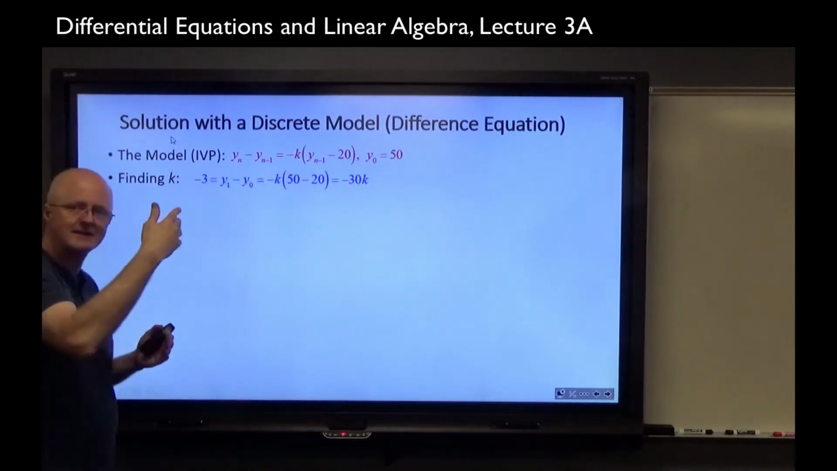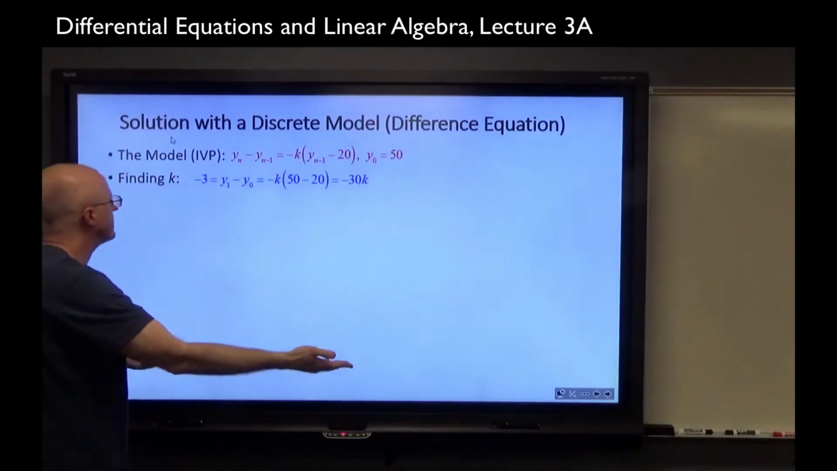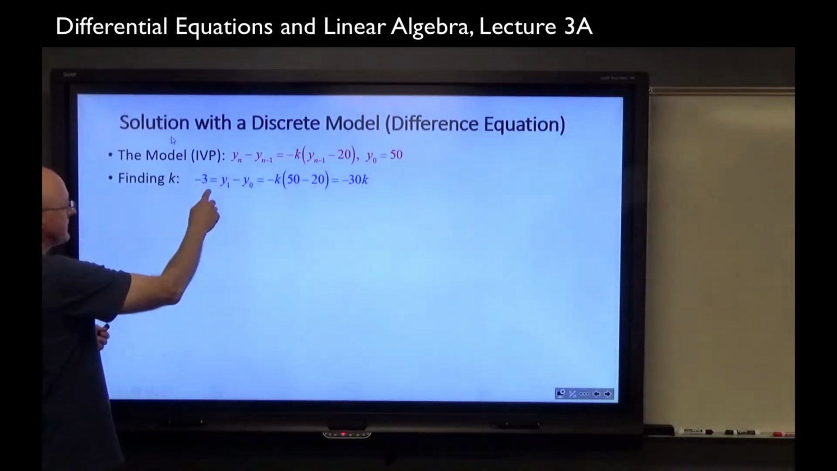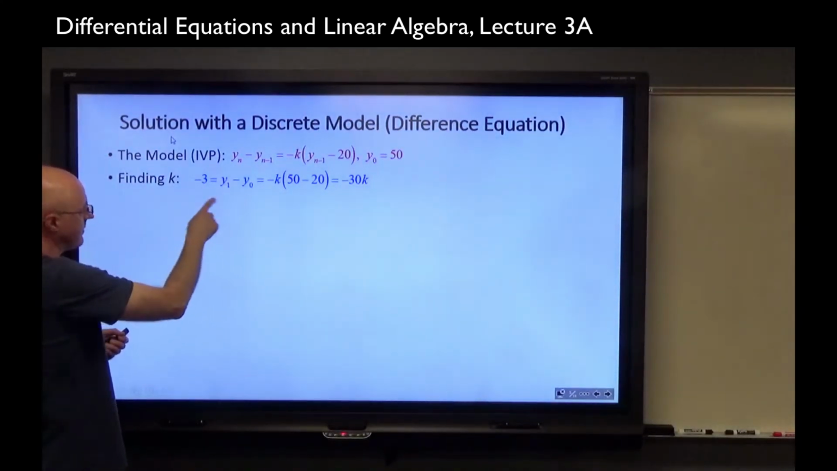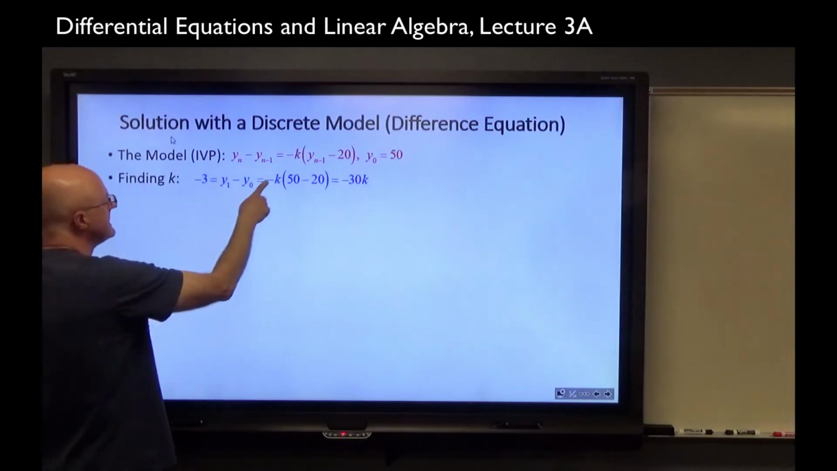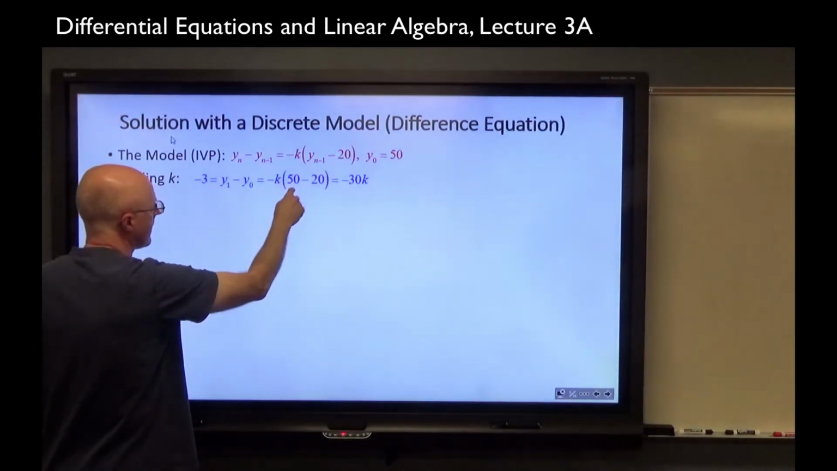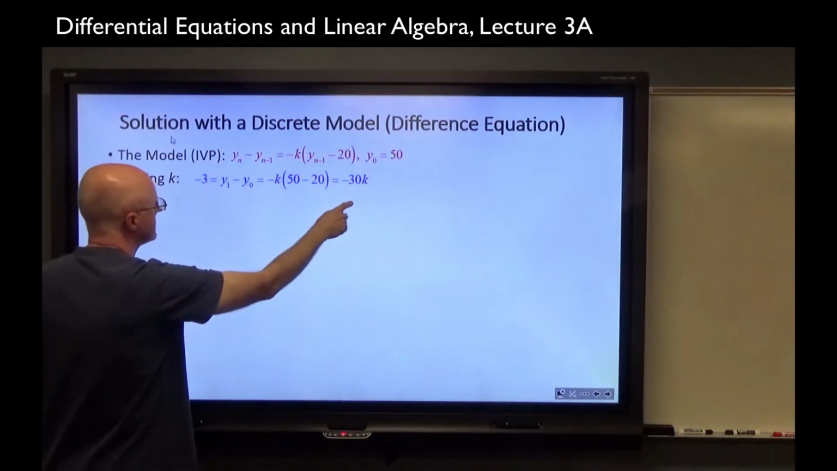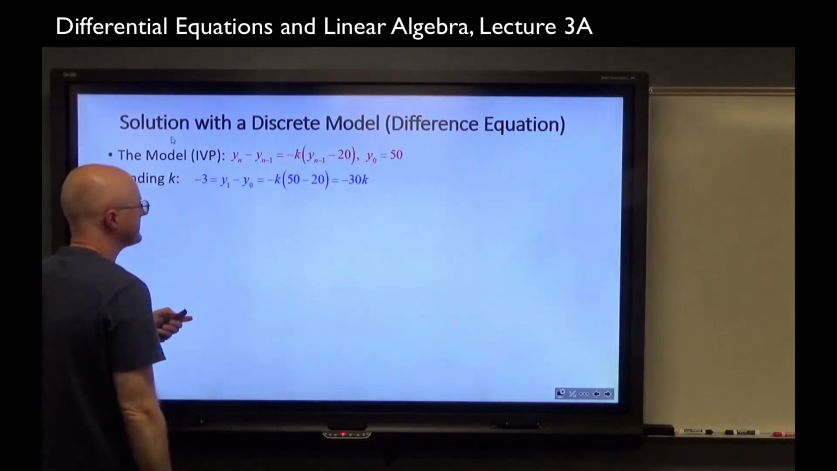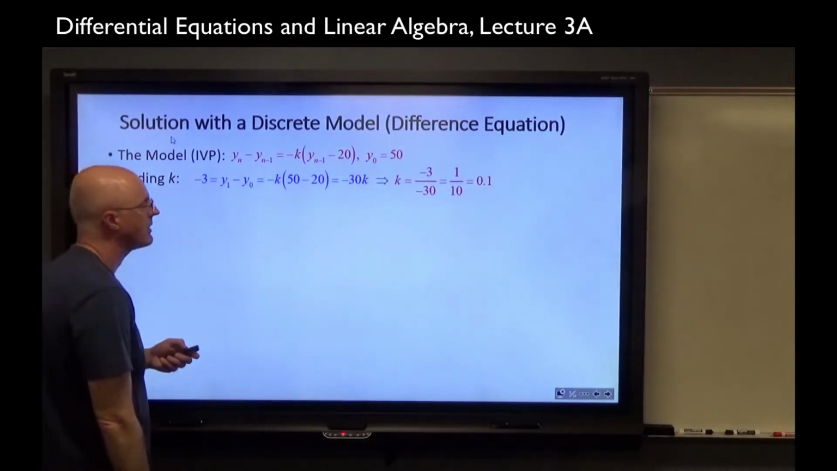How? Use the fact that at time 0 the temperature is 50 and at time 1 the temperature is 47. So you get negative 3, which is 47 minus 50. I didn't write the 47 and 50 in there. It must equal this thing when I plug in 50 there. So it must equal negative 30k. Divide both sides by negative 30. That means k is 1/10 or 0.1.